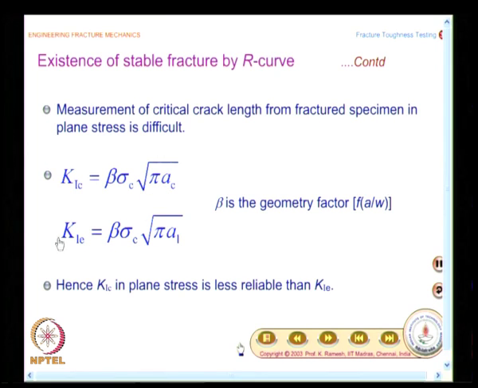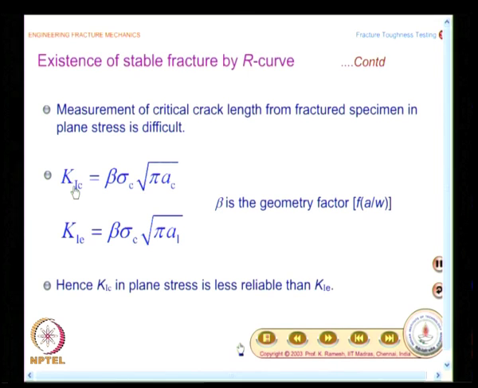So, people have recommended an alternate definition where you have K1E equal to beta sigma c square root of pi A1. This is known as apparent toughness. So, you will find in the literature what is the toughness at which crack initiates, what is the toughness at which it has a catastrophic failure, and what is the apparent toughness. So, you have all three definitions.